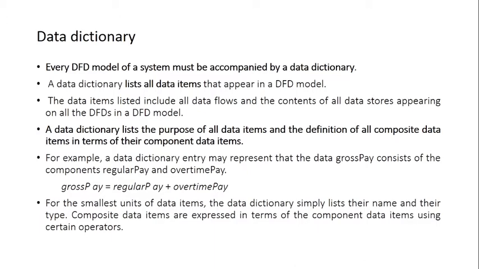Now there is one thing extra here: definition of all composite data items in terms of their component data items. So what does this mean? Let's assume an example, we want to calculate the gross pay of an employee in a payroll system. So what does this gross pay mean? This gross pay is a composite data item because it constitutes a number of component data items, right? When you take the summation of these components, then it makes a gross pay. So we say this is the composite data item and it consists of regular pay and overtime pay, right?